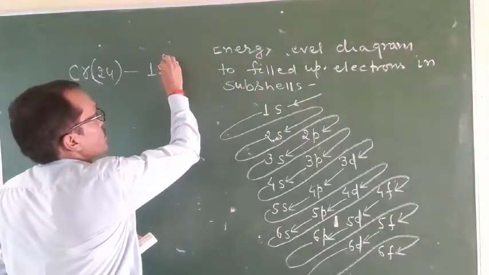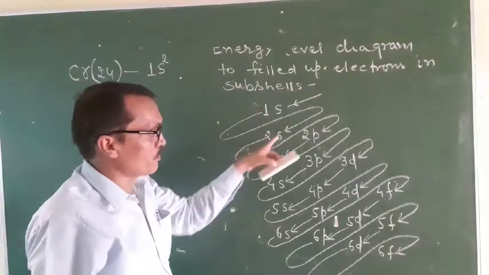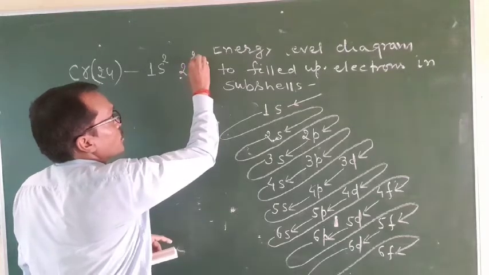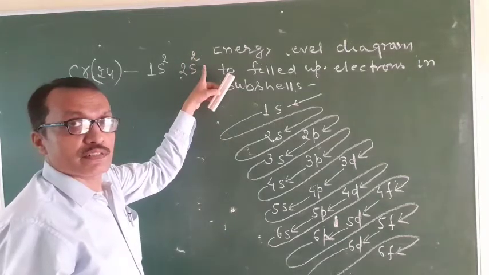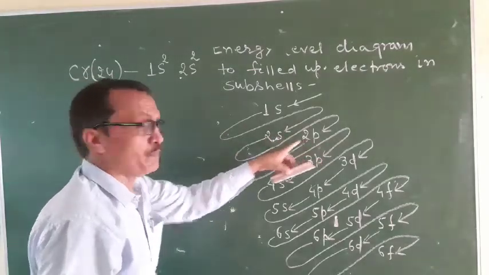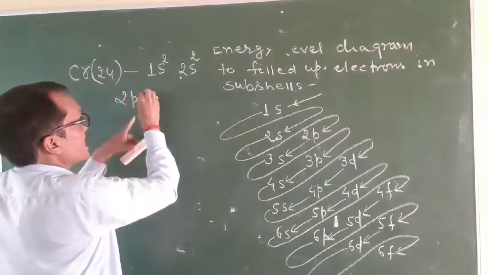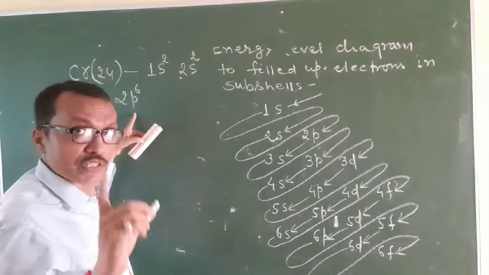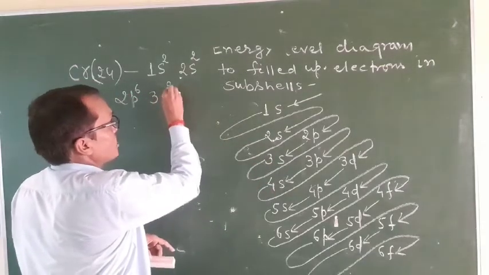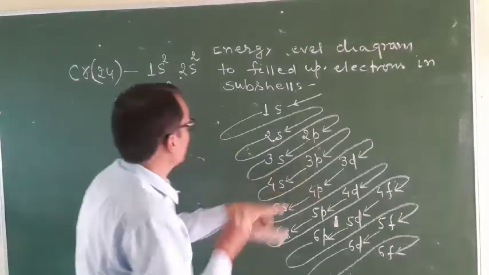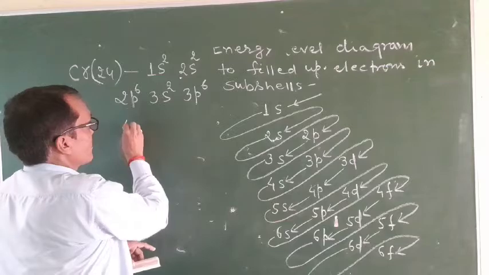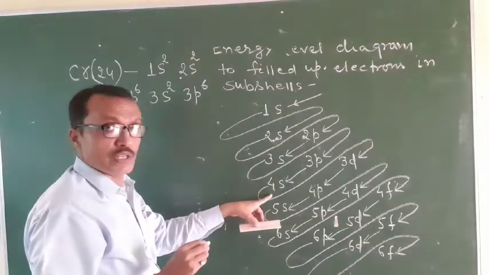So 1s2. Then electrons will go to 2s subcell. So 2s, maximum 2 electrons. So in power you have to write 2: 1s2, 2s2. Then electrons go to 2p subcell. So 2p, maximum 6 electrons in p subcells. Then 3s, maximum 2 electrons. Then 3p, maximum 6 electrons. Then 4s, maximum 2 electrons.